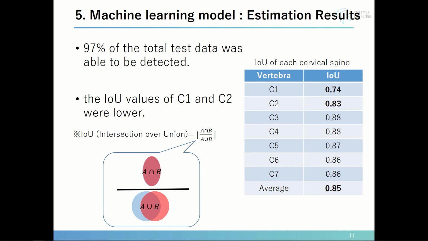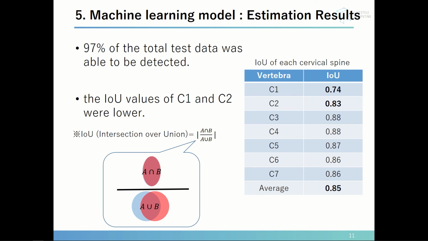Intersection over union, IOU, which is a similarity between two sets, was used to evaluate the estimated cervical regions. The IOU value is obtained by dividing the common part of the correct and estimated regions by the union of the two regions, where the maximum value is 1. The higher the value, the higher the accuracy of the object detection. The IOU value for each vertebra is shown in this slide's table.